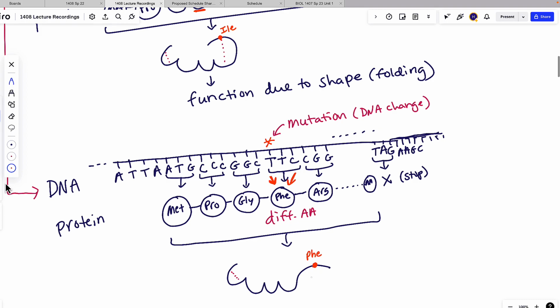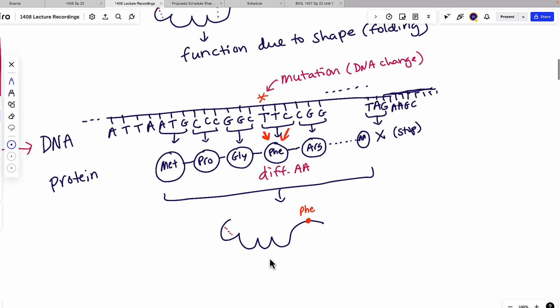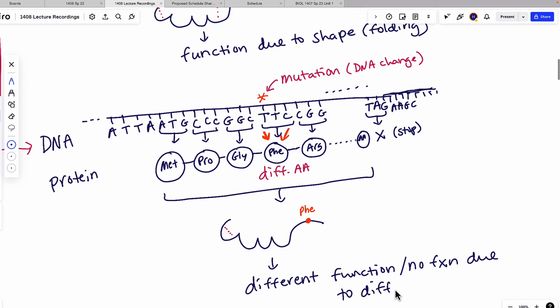And so what do we have? Potentially a different shape, and so potentially a different function. Now sometimes mutations don't actually change the shape, and sometimes even if the shape is changed, the function is still the same. But it could be a different function, or it could be no function due to this different shape, aka folding, different folding.